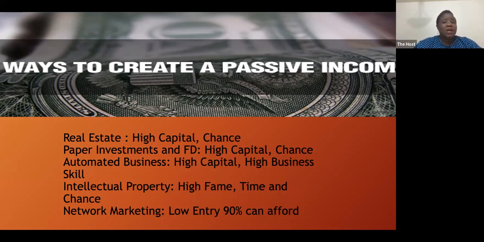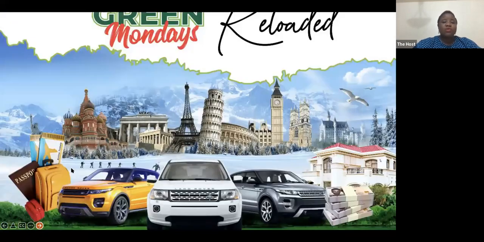Okay, so that's what makes network marketing an interesting one, as different from all these other categories that we have spoken about. Like I said, we have real estate, paper investments and fixed deposits, automated business, intellectual property, and network marketing. Now, I know that network marketing is one of the most misunderstood industries in the world, because people have bastardized it, because people misrepresent it, okay?